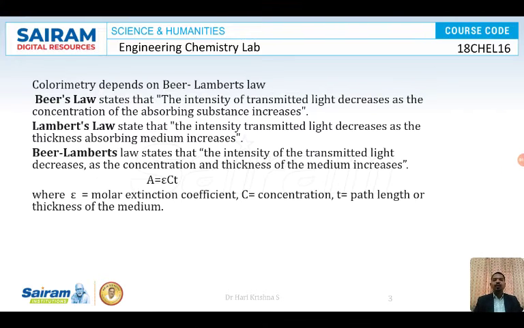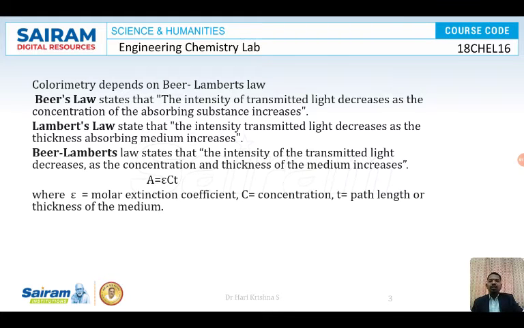Beer and Lambert were two different scientists who were working on the same thing at the same time. According to Beer's law, the intensity of the transmitted light decreases as the concentration of the absorbing substance increases. Lambert's law states that the intensity of the transmitted light decreases as the thickness of the absorbing medium increases. So we are going to combine both. The Beer-Lambert law states that the intensity of the transmitted light decreases as the concentration and thickness of the medium increase.